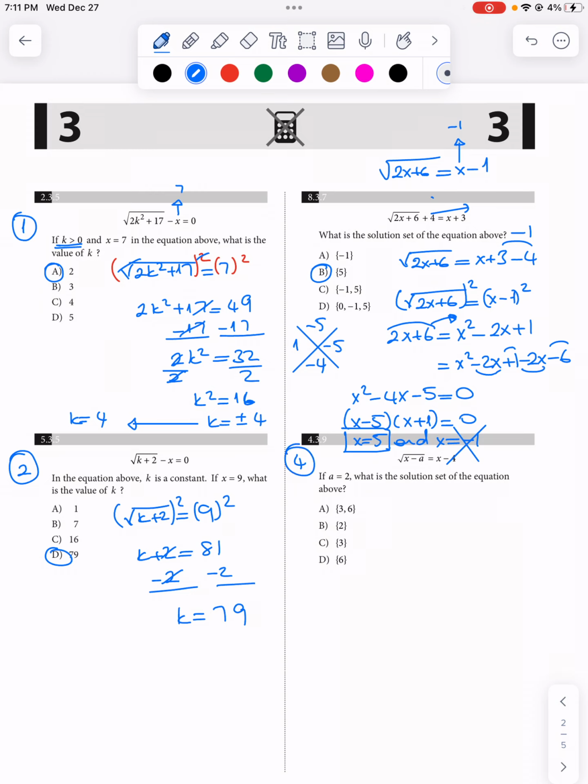Let's check this out. What do we have? Square root of x minus a is equal to x minus 4. And if a is equal to 2, what is the solution set of the equation above? Okay, so I just need to replace the a with 2. So the new equation is going to be just like this: square root of x minus 2 is equal to x minus 4. And then we just take the square of both sides.